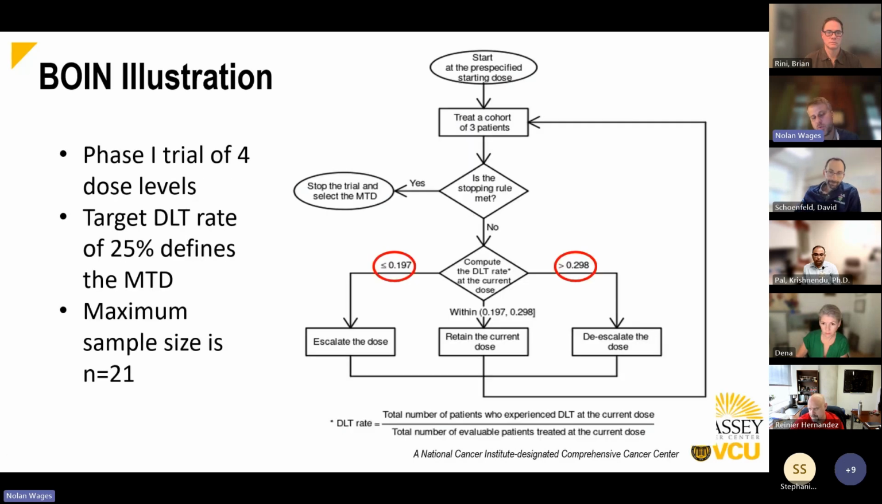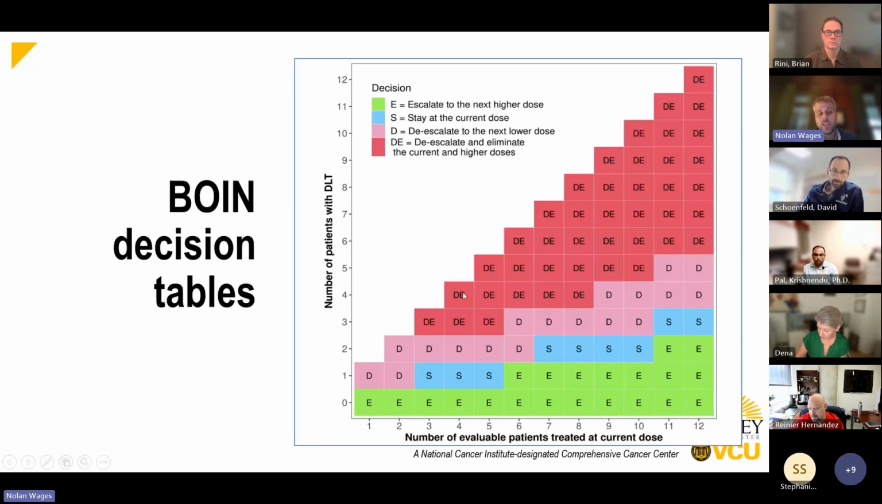So let's do a trial in which we have a maximum sample size of 21. So this is how the decision tables look. On the x-axis, we have the number of patients treated at the current dose. And on the y-axis, we have the number of patients with a DLT. And D is de-escalate, S is stay or retain the current dose, E is escalate, and DE is de-escalate and eliminate that dose. For example, here's 3 patients at that dose level, 3 DLTs. If we had 3 out of 3, we would de-escalate the dose and never try that dose again. So this is how this decision table breaks down.